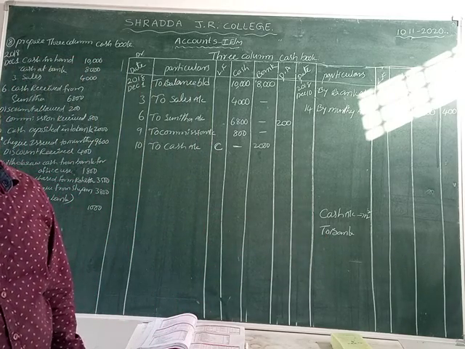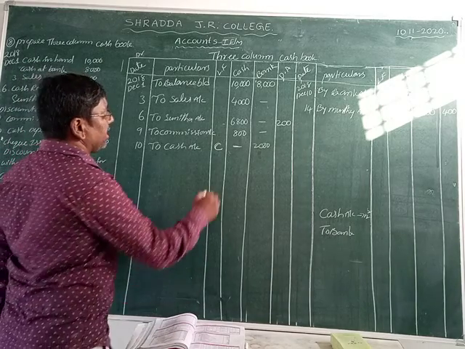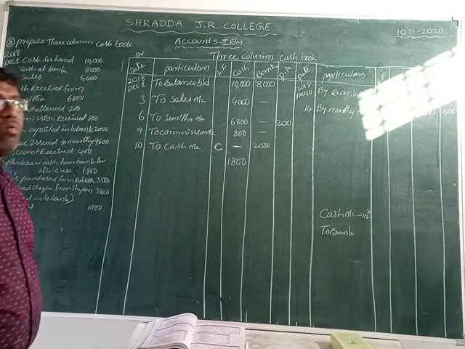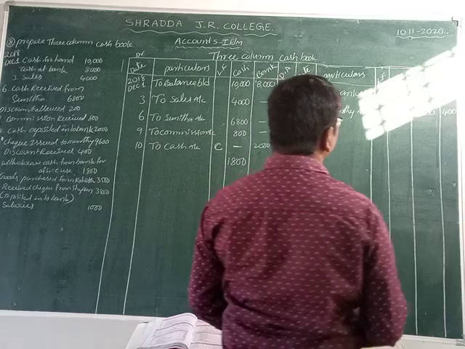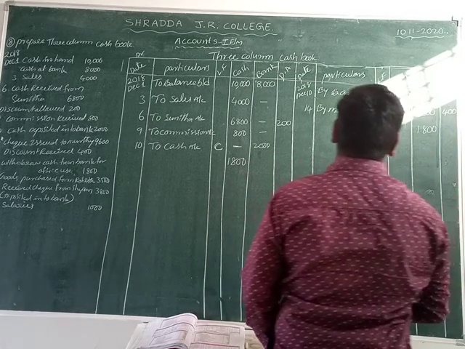What is debit here? Cash is debit. What is the amount? 1800. Cash is debit. We can record 1800 on the debit side. What is credit? Who is the giver? Bank is a giver. That's why we can record 1800 on the credit side.